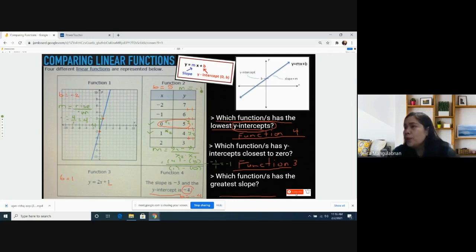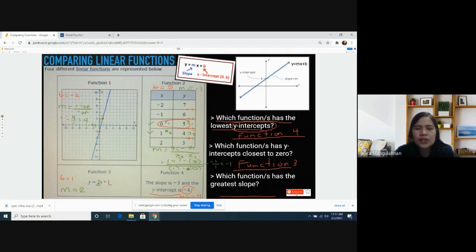Next, what will be the slope in function 3? It is easy to identify the slope in function 3 since the given is an equation. Can you identify what is the slope in function 3? The slope is positive 2. Remember, y equals mx plus b, where b is the y-intercept and m is the slope. So in here, the slope in function 3 is 2.